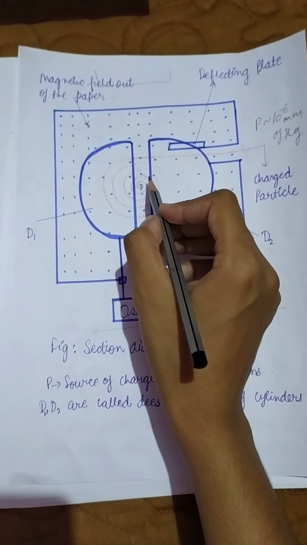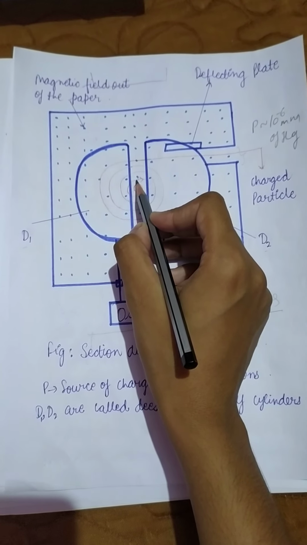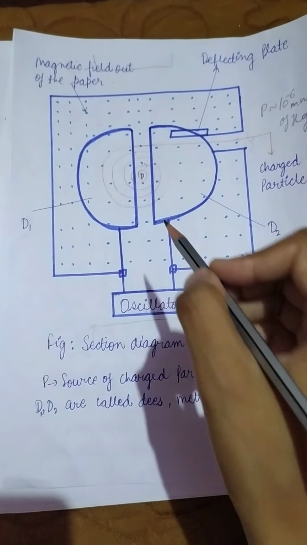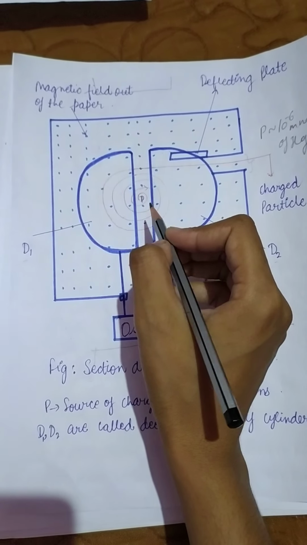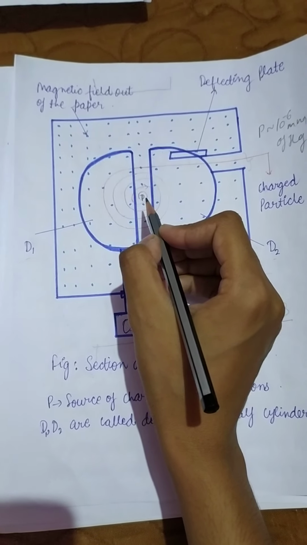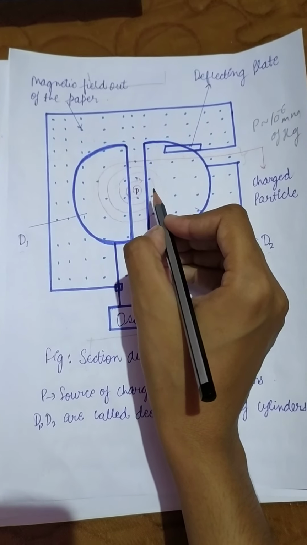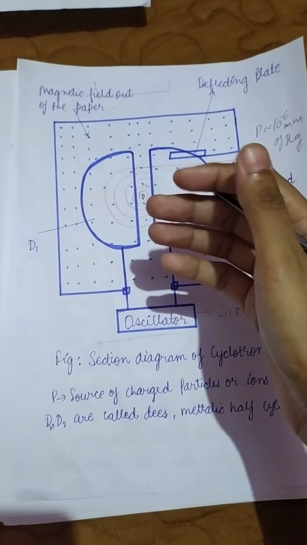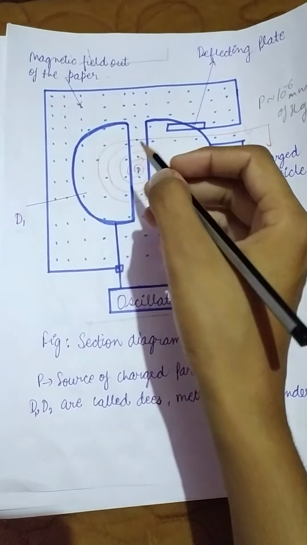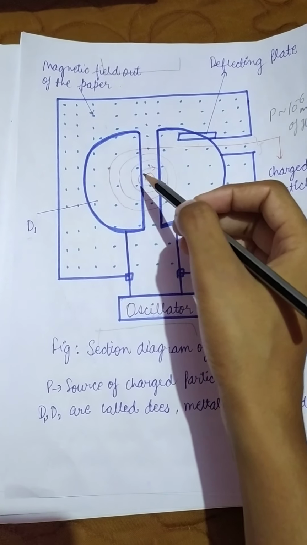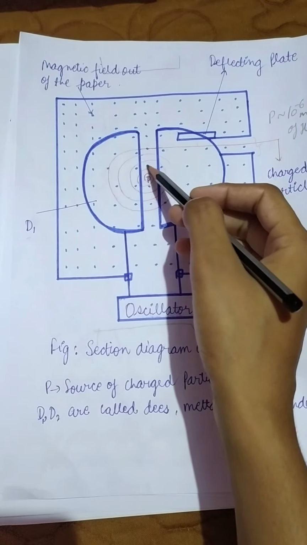So the particle gets accelerated towards this plate D2, and when it gets accelerated, the radius of the circular path which the particle is following becomes larger. The radius becomes larger when it is accelerated from plate D1 to D2.